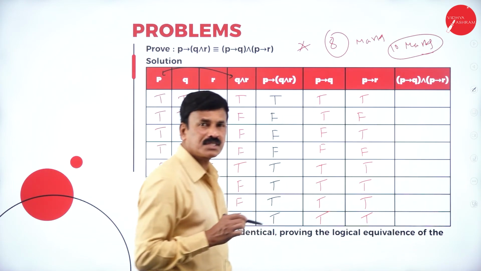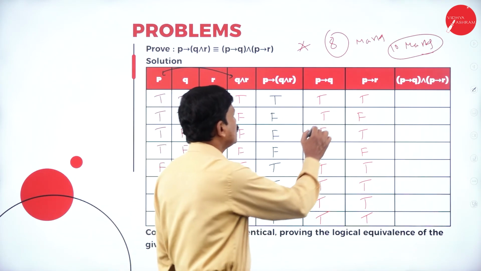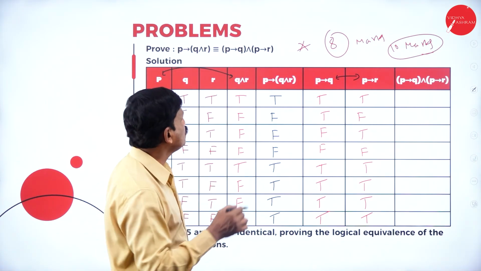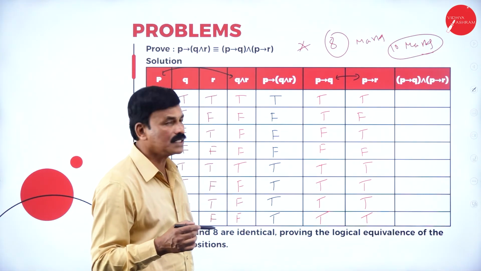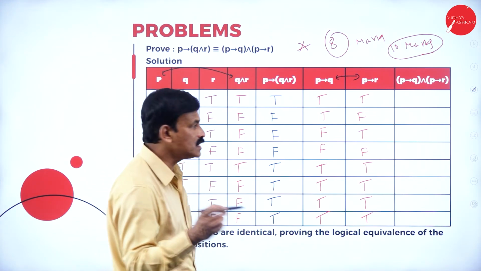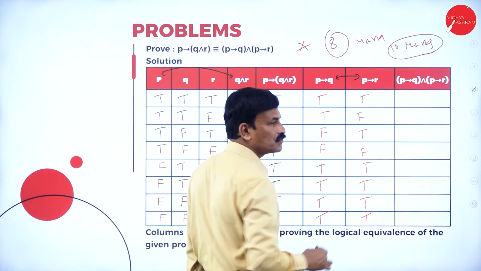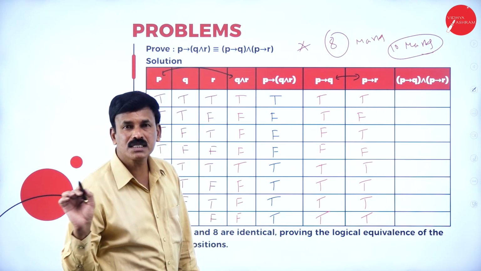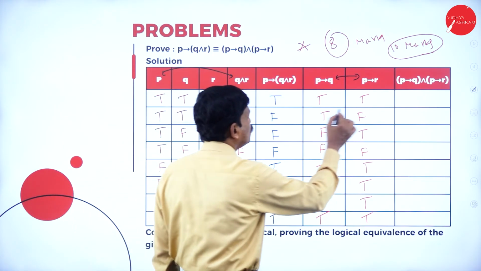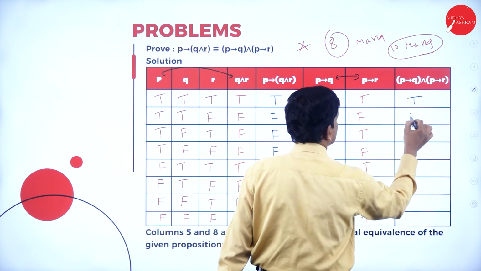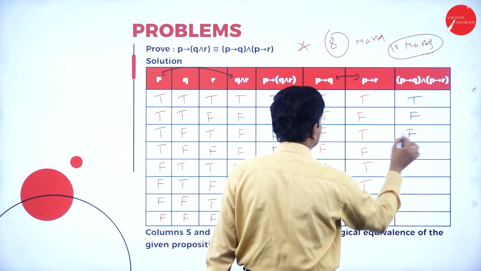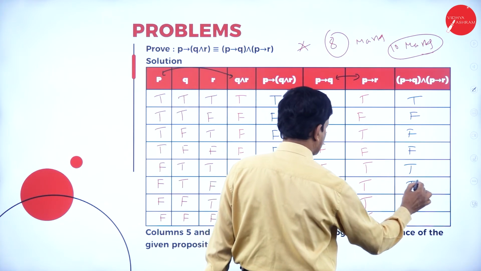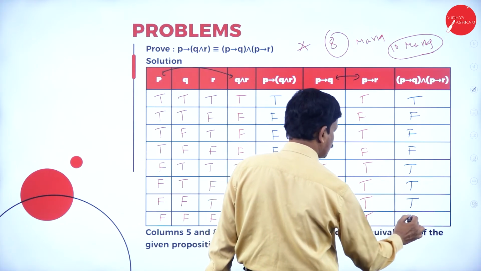Let us come to the last column. What is the last column? The conjunction between these two: P conditional to Q conjunction P conditional to R. In case of conjunction, true and true is true, in all other cases it is false. So, true and true is true. True and false is false. False and true is false. False and false is also false. Then true and true is true, four times.